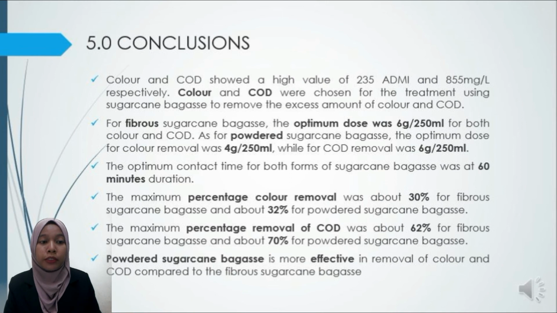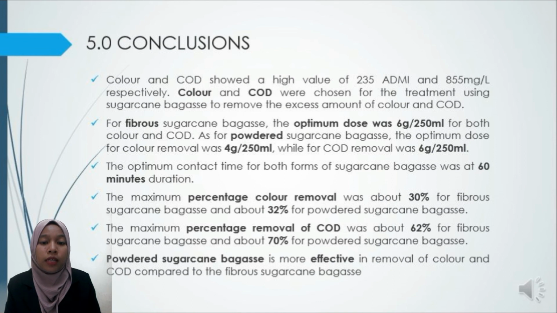So, for the conclusion, color and COD show a high value of 235 ADMI and 885 mg per liter respectively. Color and COD were chosen for the treatment using sugarcane bagasse to remove the excess amount of color and COD. For fibrous sugarcane bagasse, the optimum dose was 6 g per 250 ml for both color and COD. As for powdered sugarcane bagasse, the optimum dose for color removal was 4 g per 250 ml, while for COD removal was 6 g per 250 ml.